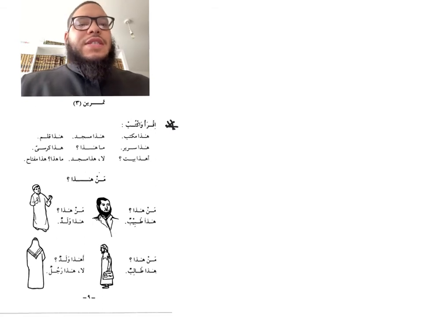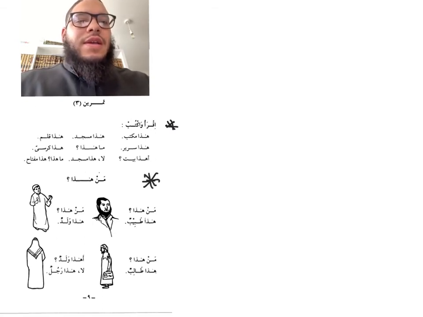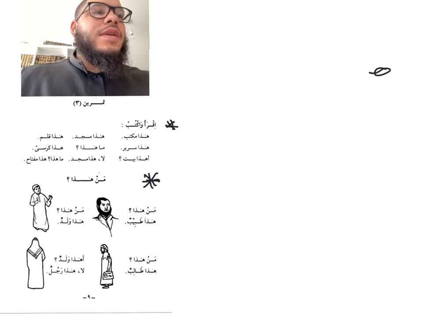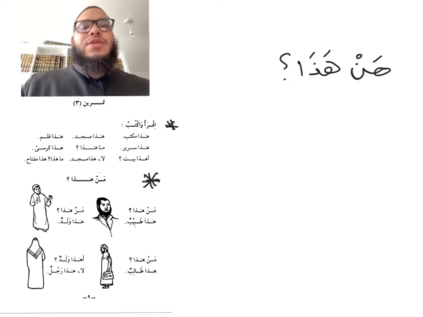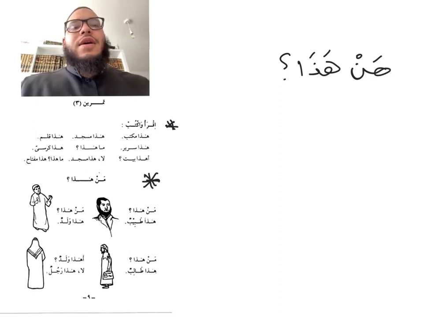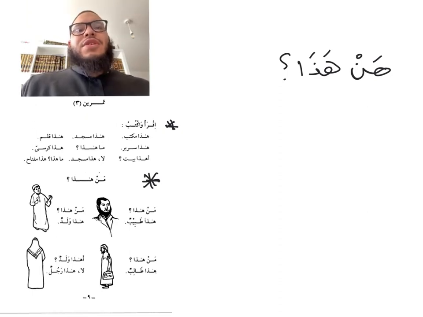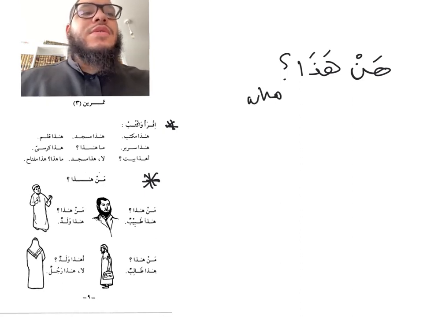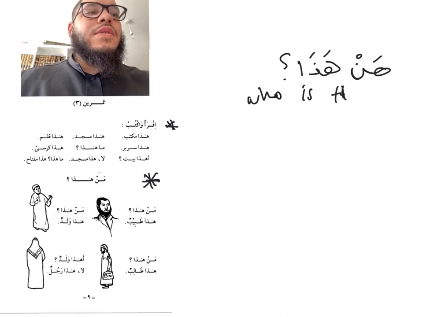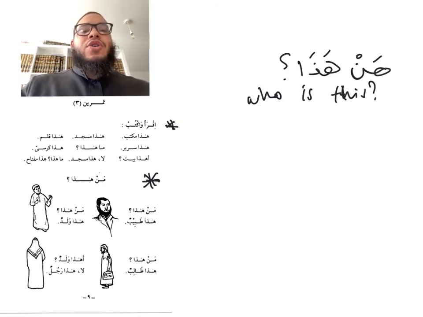Now we have the next section of this lesson, which is right here, and it says Man hadha. This is important now to know the difference between man hadha and ma hadha. As I mentioned, when we say ma hadha, we're only asking about objects and animals. Man hadha is specific to humans. We say man hadha when we're referring to humans, and this means who is this? Okay? Who is this? Man hadha, who is this?